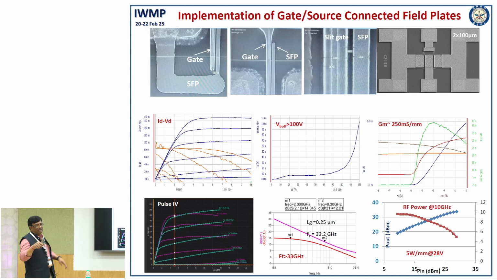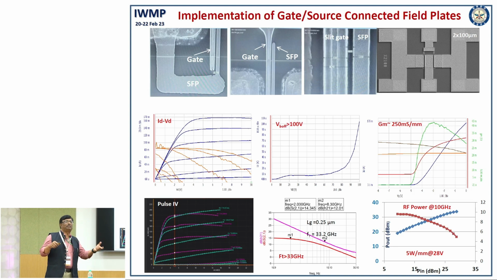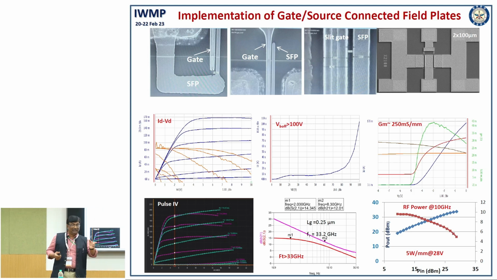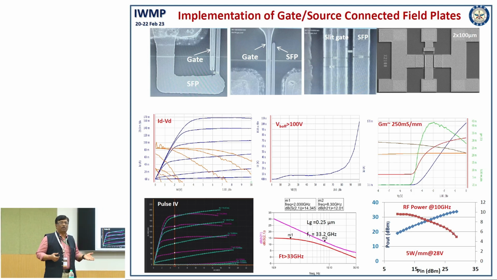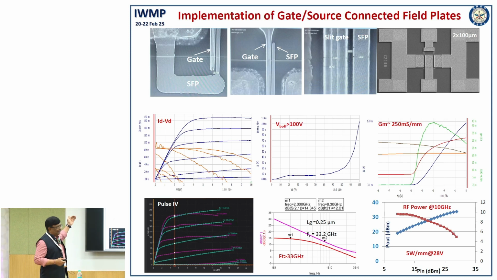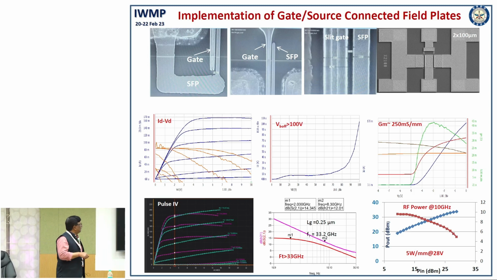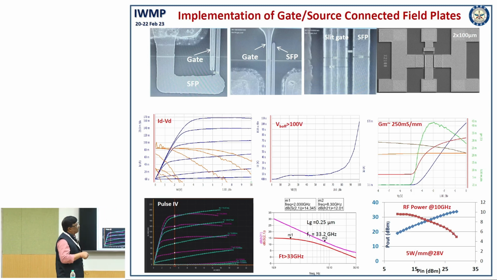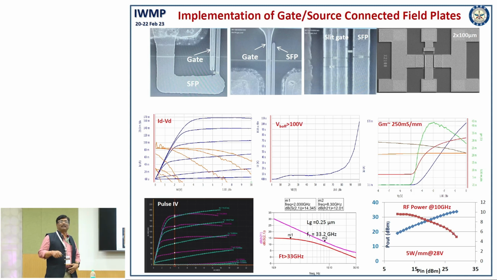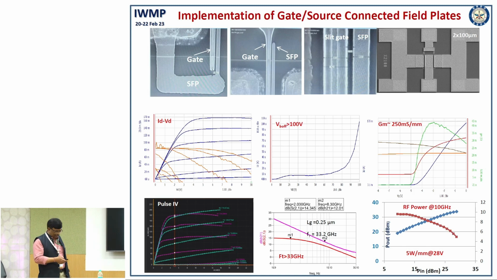Initially we were writing this field plate, because the field plate length is around 0.6 to 0.7 micron, by optical lithography, but your placement accuracy may be compromised. Now we are doing it by direct write. This gate as well as field plate we are writing through electron beam lithography, and now we have devices with breakdown voltage greater than 100 volt and giving power of 5 watt per mm at 10 gigahertz, suitable for X band application.